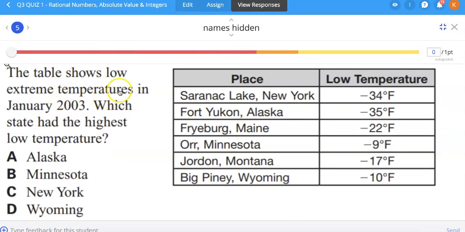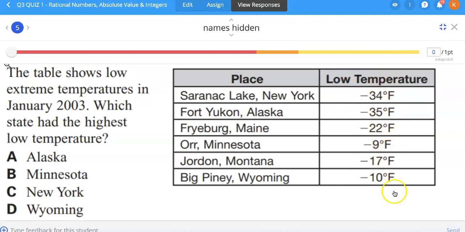This table shows the low extreme temperatures in January. So look at this. All of these are labeled as low temperatures. All of these are low temperatures. And it's asking which state had the highest out of those low temperatures. So basically they're just saying, which is the highest out of these temperatures? Because they're all called low temperatures. So which is the highest?